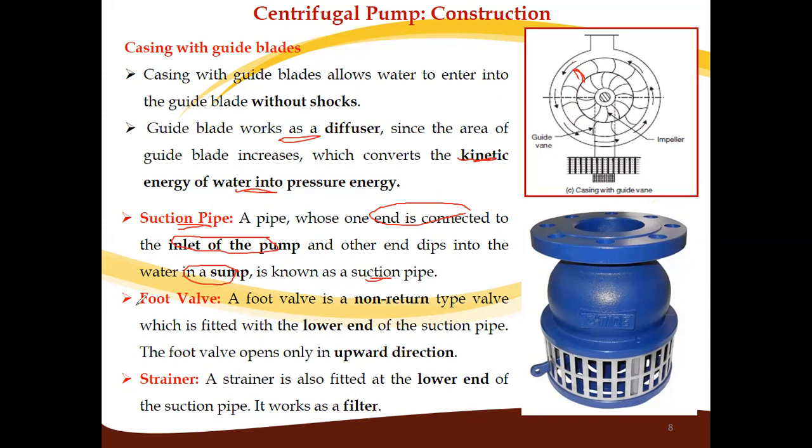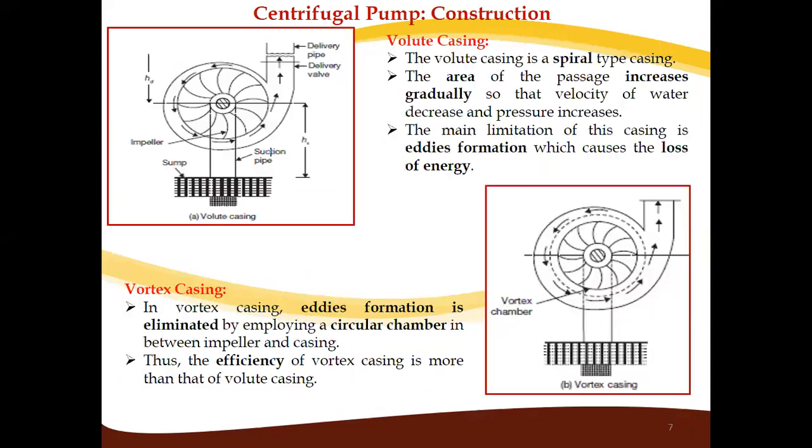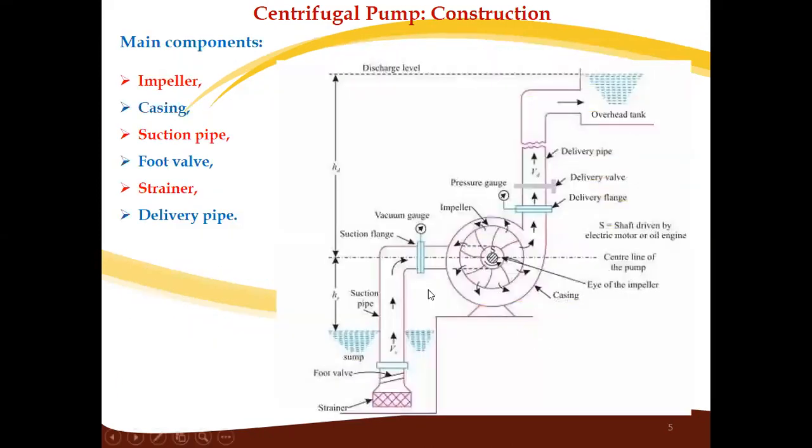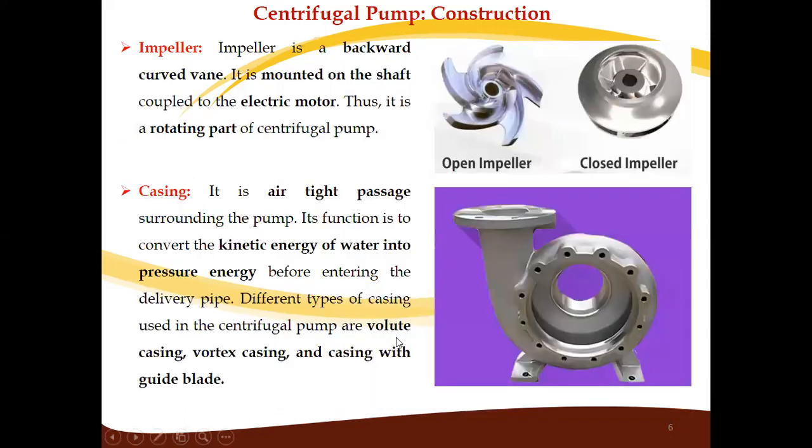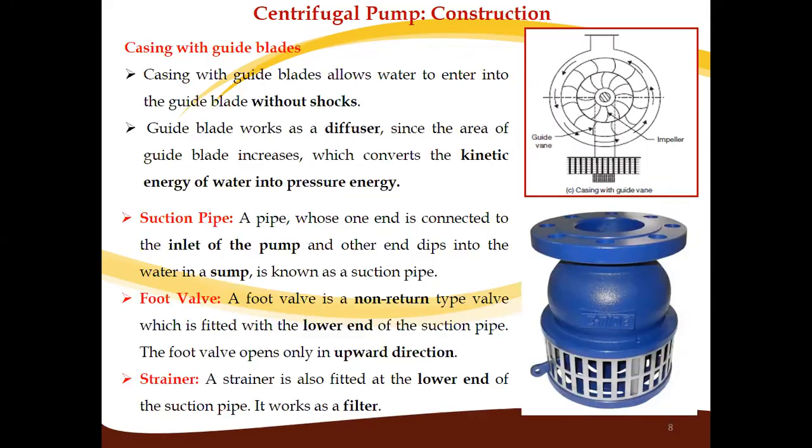Now we have another component. Now I will explain where that suction pipe is. If you see in the working principle diagram, this is the suction pipe. One end is connected to this eye of the impeller or inlet of the pump, and the other end is dipped inside the water in a sump. So this pipe is called a suction pipe.